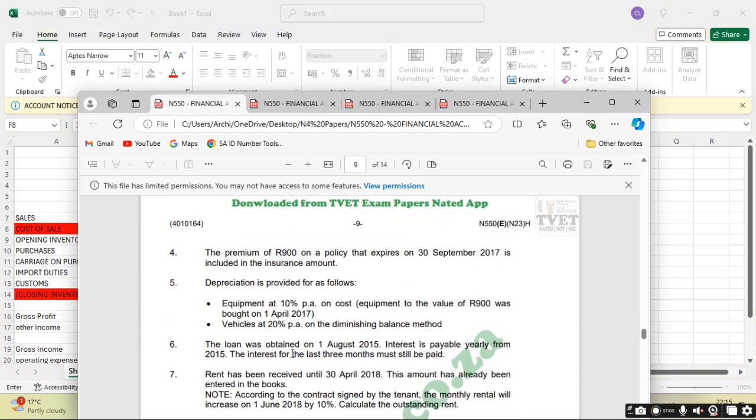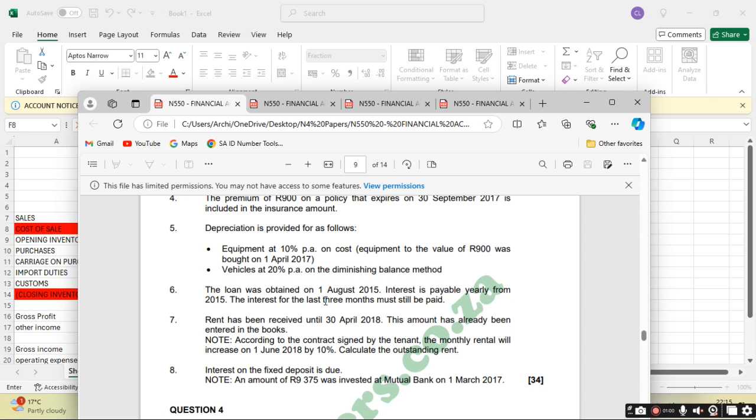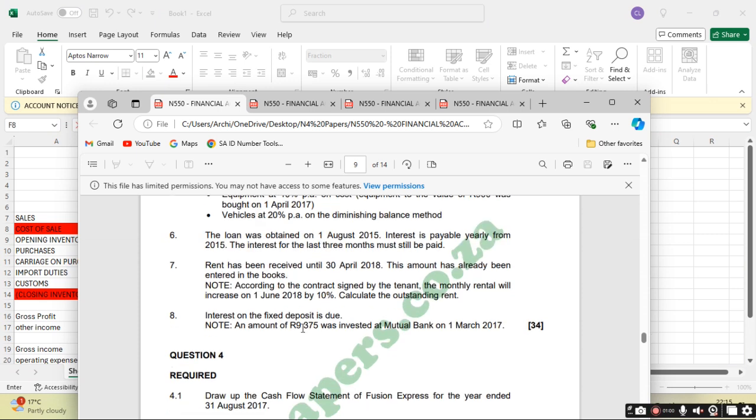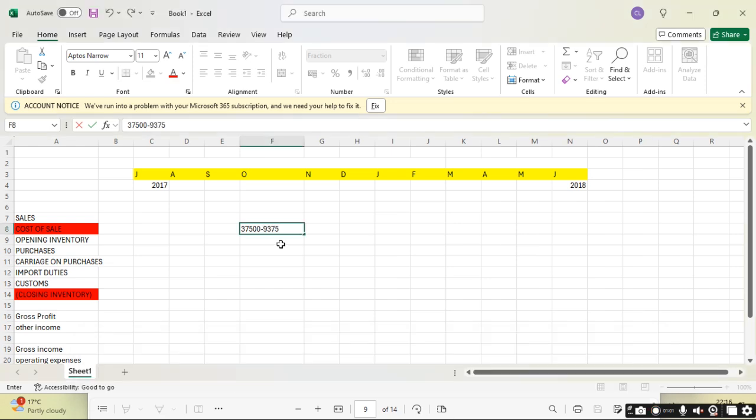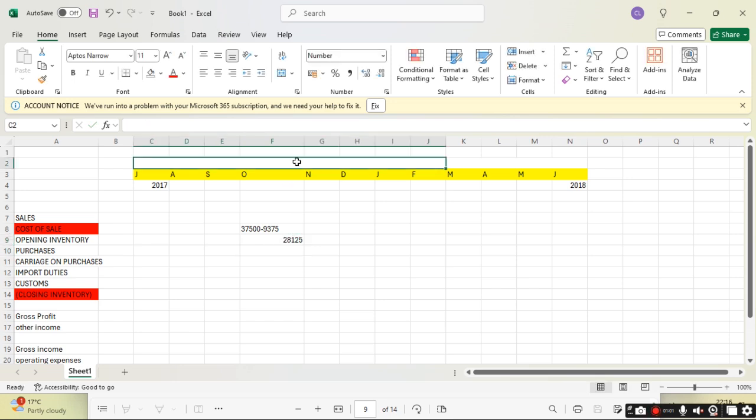You can simply do it like this. It's 9,375. So it's 9,375, and then you will get your 37,500 minus 9,375 to get your 28. So this 28 is for before we invested this additional amount.